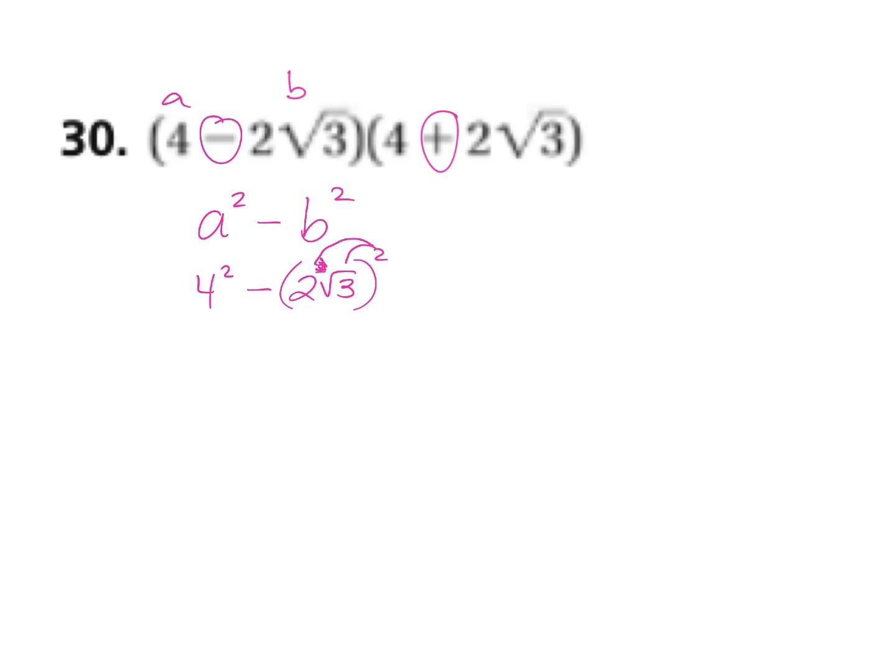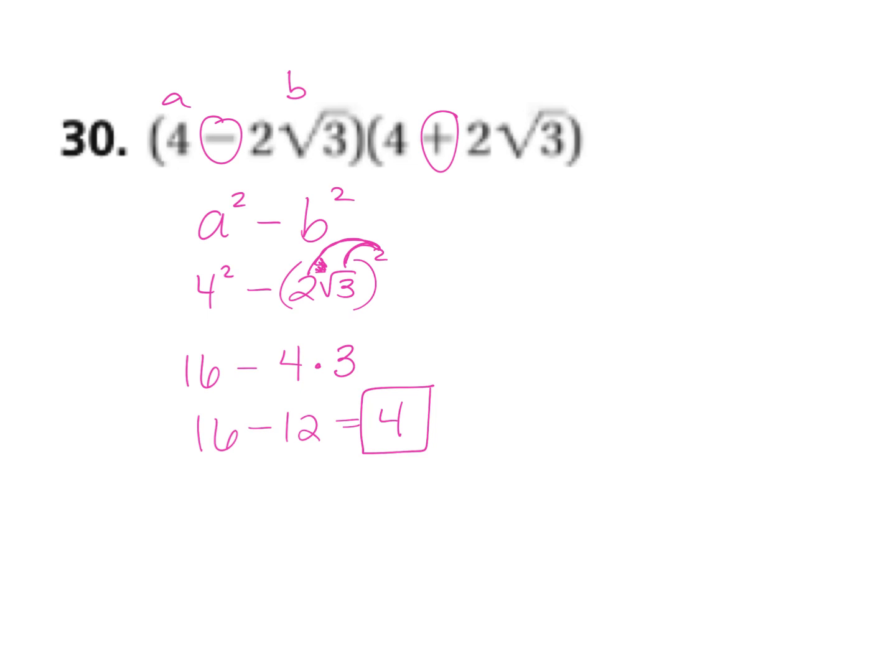So when you do that, you get 2 squared, or 4. So this is 16 for the 4 squared, minus 4 times the square root of 3 squared, which is the square root of 9. The square root of 9 is 3. So 16 minus 12 gets you 4.